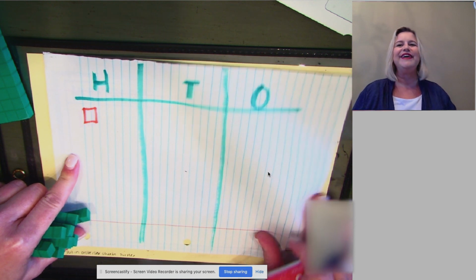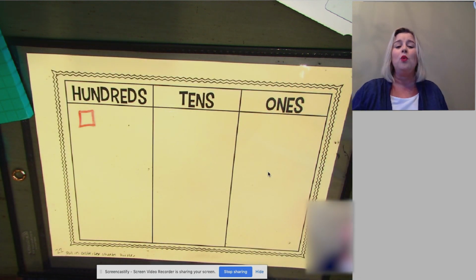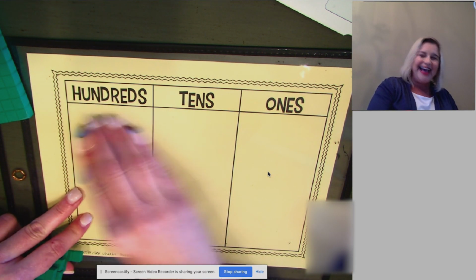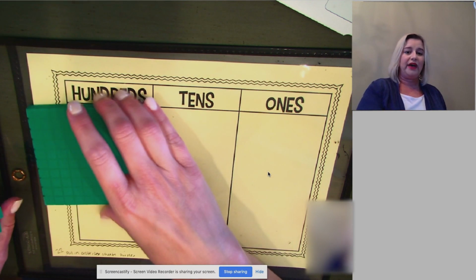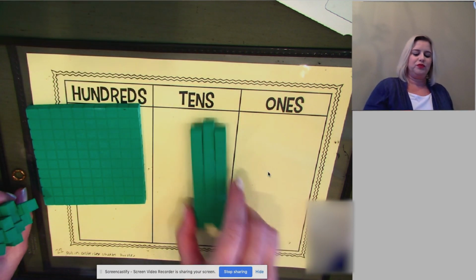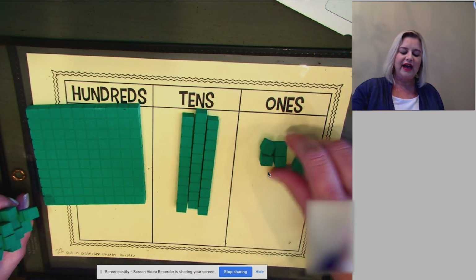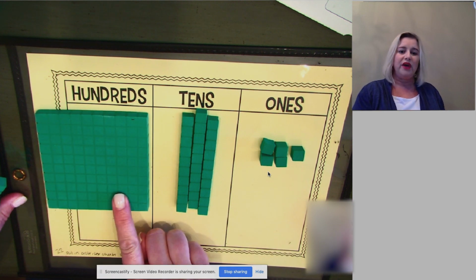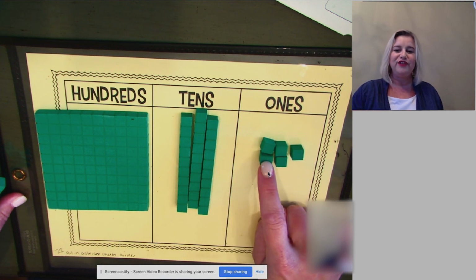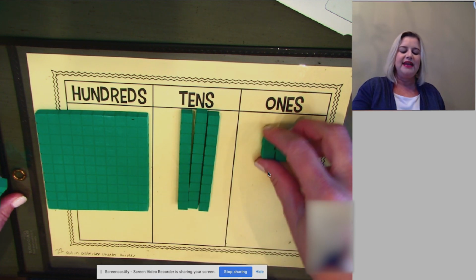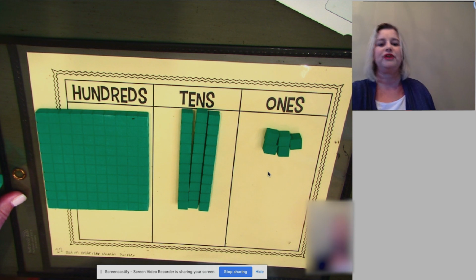Okay, ready? Let's go. Now I'm going to show you a model for the number 135 with base 10 blocks. And then afterwards, we are going to draw the number matching my model. So what number did I say again? Yes, I said 135. So now what I'm going to do is I'm going to have 100, 30, and 5. Let's count this together. 100, 110, 120, 130, 131, 132, 133, 134, 135. Awesome job. Now, let's draw this model together.